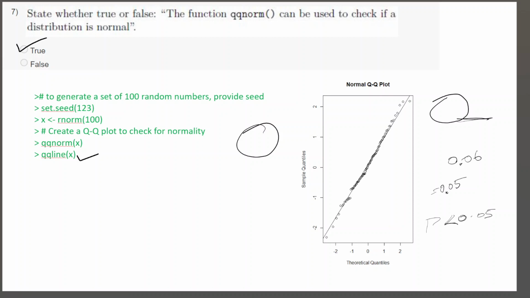It will try to match the normal generated values and your values, and see whether they fall on that diagonal line. If so, it follows a normal distribution. If the points are scattered, then it is less likely to follow a normal distribution. This is how we can test whether your data set follows a normal distribution or not.